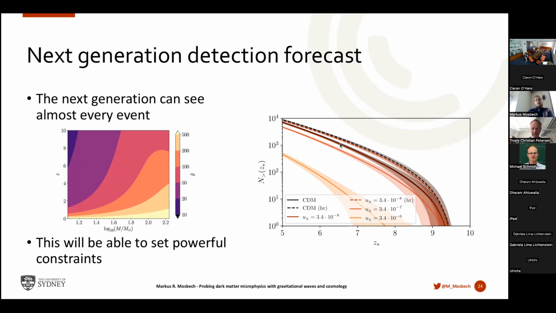And what we see is that the 10 to the minus 7 model and the lambda CDM model are clearly distinguishable. We're definitely going to be telling these two apart, while it's a bit more iffy for the 10 to the minus 8 model.